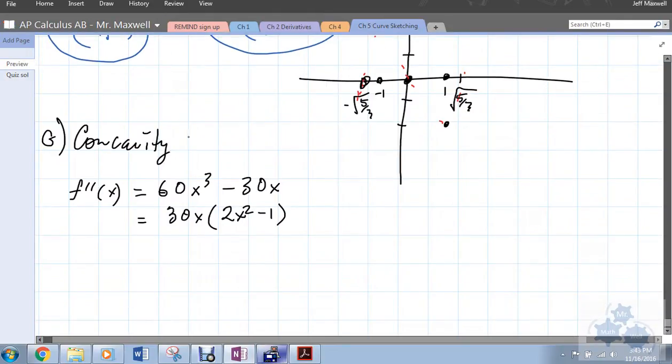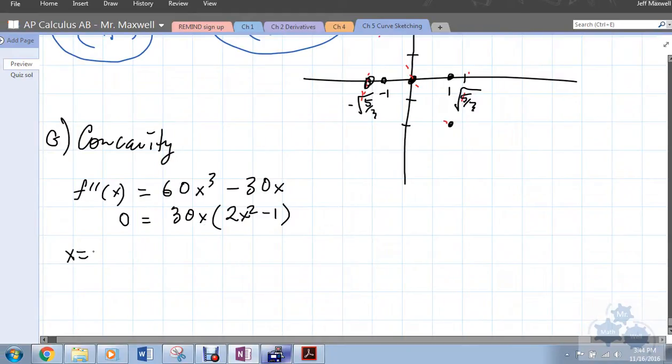Alright, so what this tells us, when we set this equal to 0, is where our points of inflection are. So the x values that yield 0 for the second derivative are our points of inflection. So at x equals 0, from this factor, we're going to get a point of inflection. And we're also going to get a point of inflection where? Well, where this other factor equals 0.